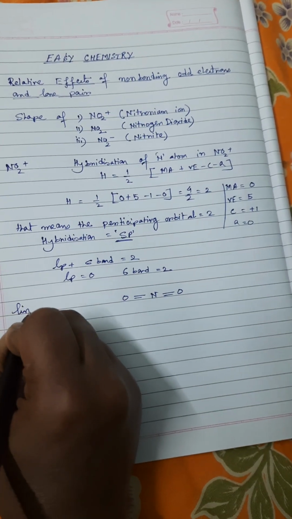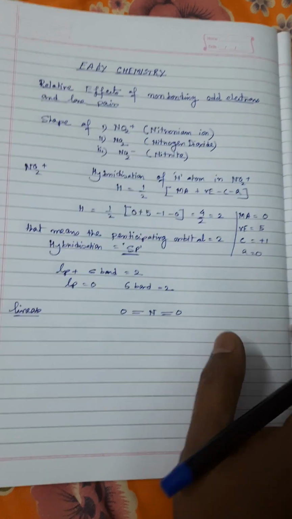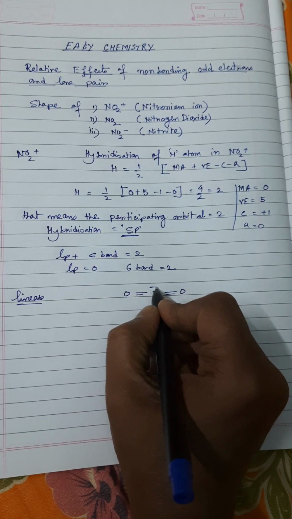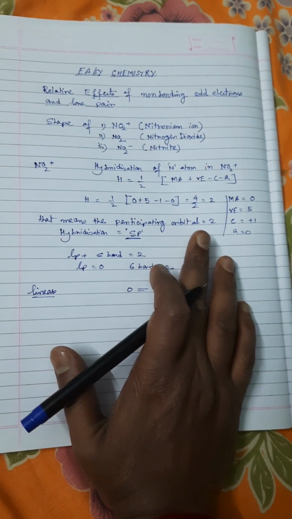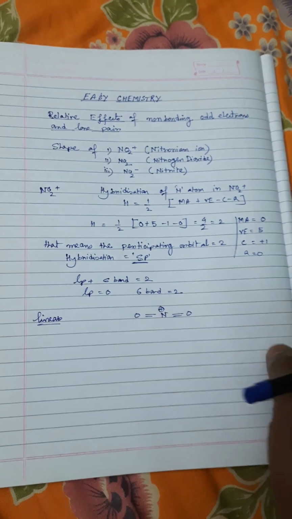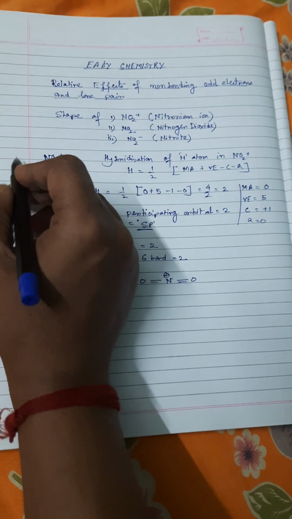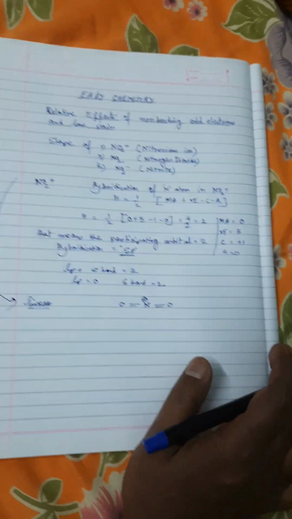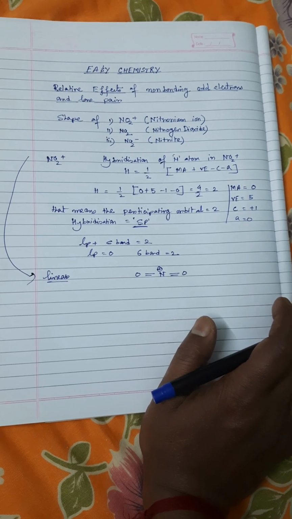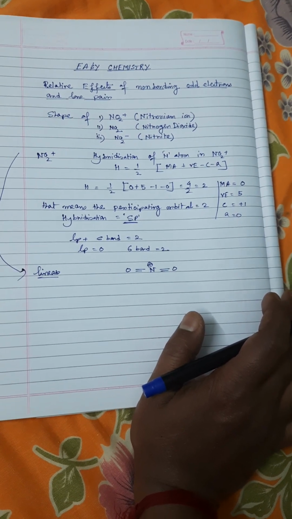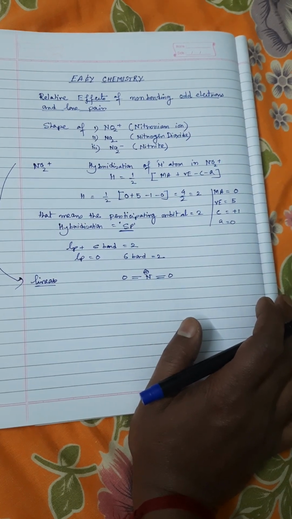So the shape is linear. In the case of NO2 plus, the shape is linear, and the plus charge resides on the nitrogen atom. The shape of NO2 plus is linear. My dear students, you are all requested to write down the notes, otherwise you will forget it. And if you have any questions, you can ask in the comment section.